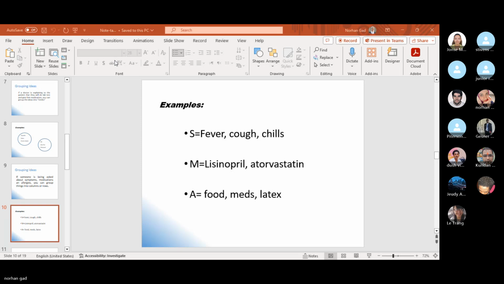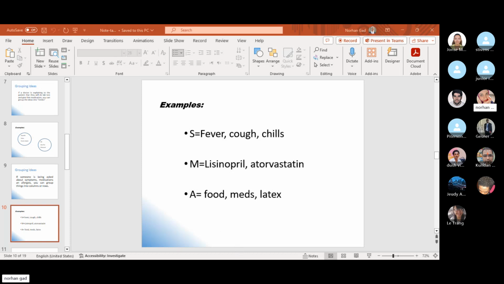Rows? No, this is not a method. We said the first method is abbreviation, the second is grouping ideas, right? So he basically used two methods here. Oh, yes. Abbreviation and grouping ideas. S, M, and A for symptoms, medications, and allergies. Yep, exactly. Thank you.